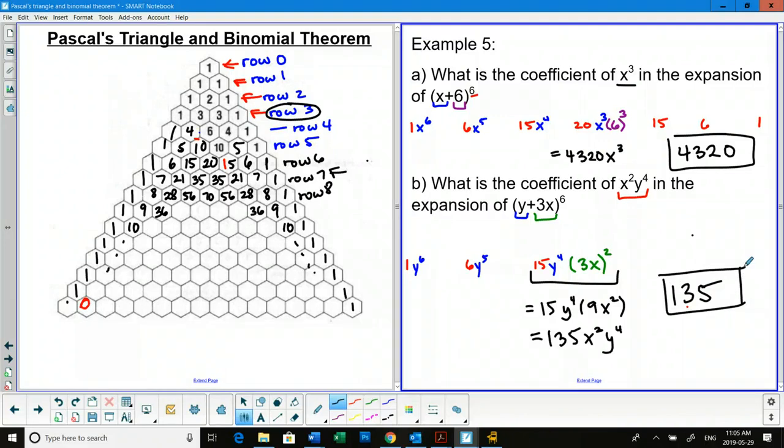Okay? So practice this stuff, okay? Make sure that you know how to use the triangle and work on your counting. If you can count, you can do this, right? And if you can do exponents and multiplication and stuff, you can do it, okay?